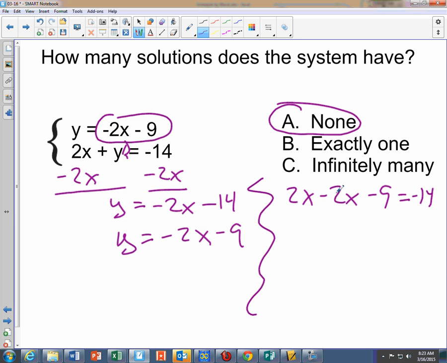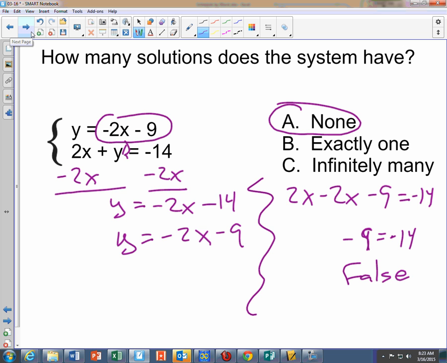These cancel out. 2x minus 2x, they are gone, and you're right. You end up with negative 9 equals negative 14. And what did you find out about those two things? So it's not true, it's false, so the answer is still none. Do I care which method you use? No, whichever one's easier for you, use it, please. Okay? All right, let's go on.